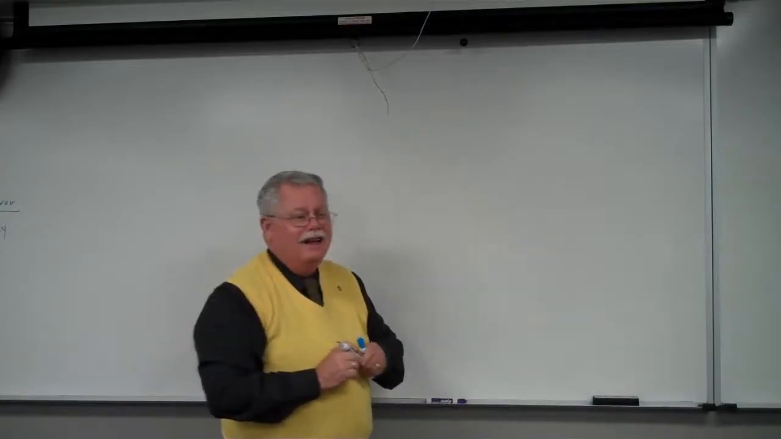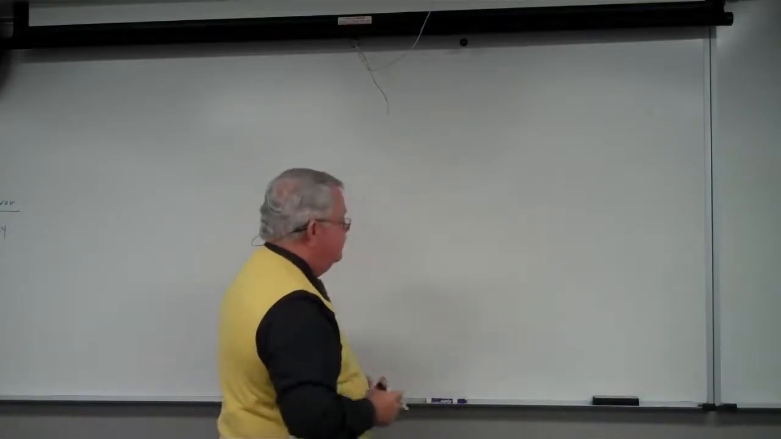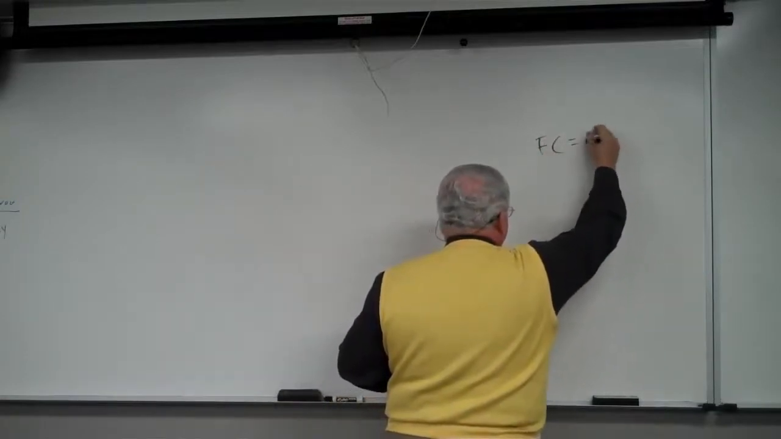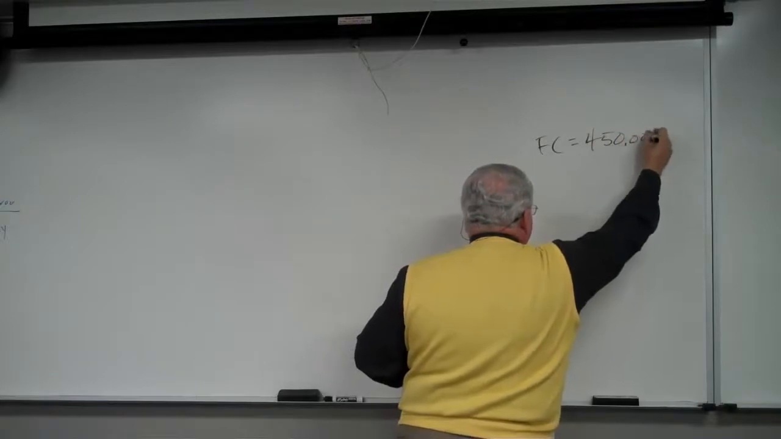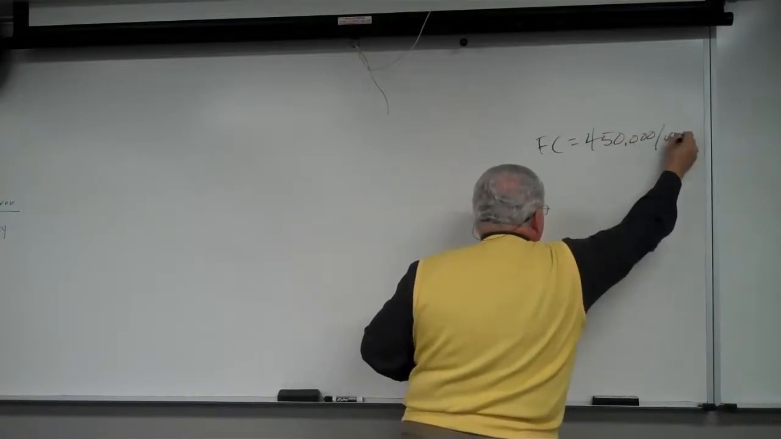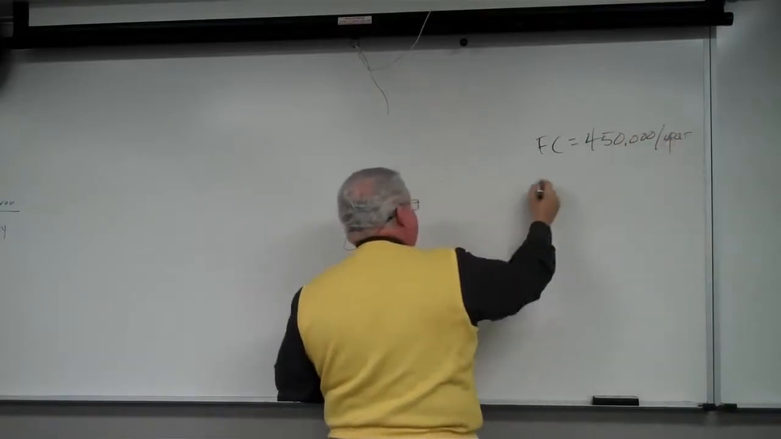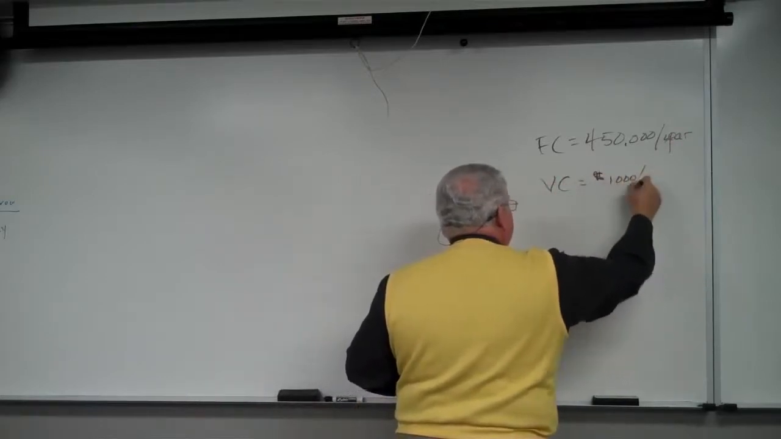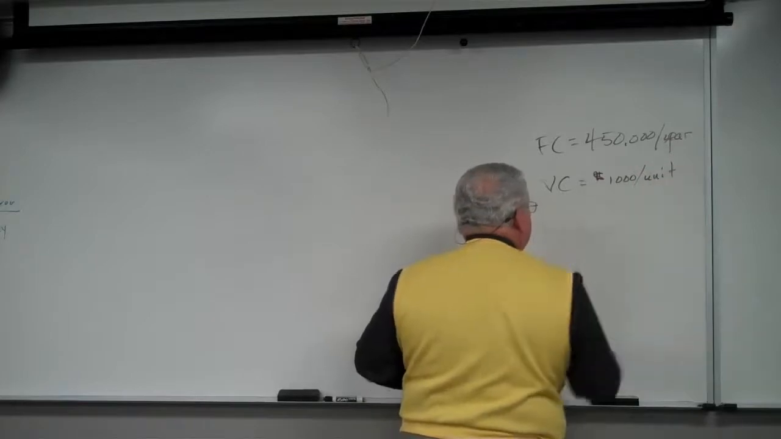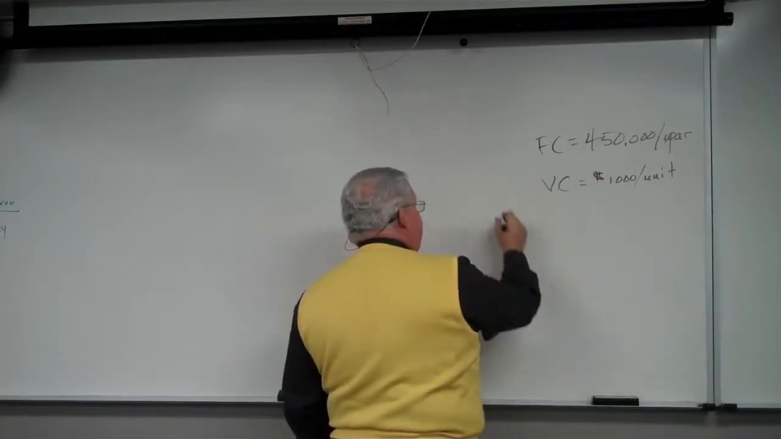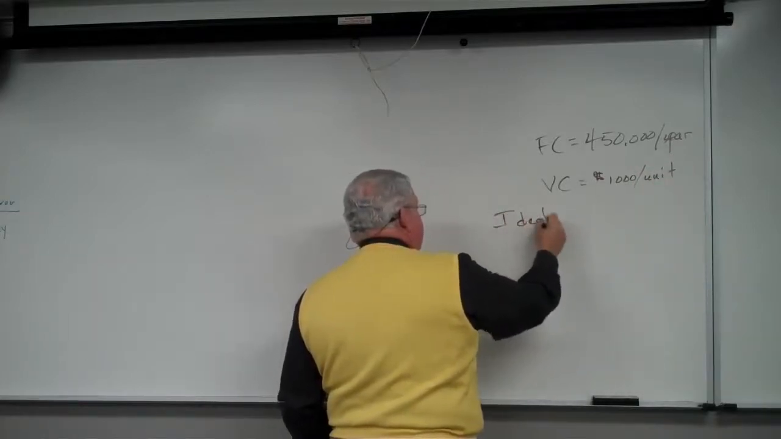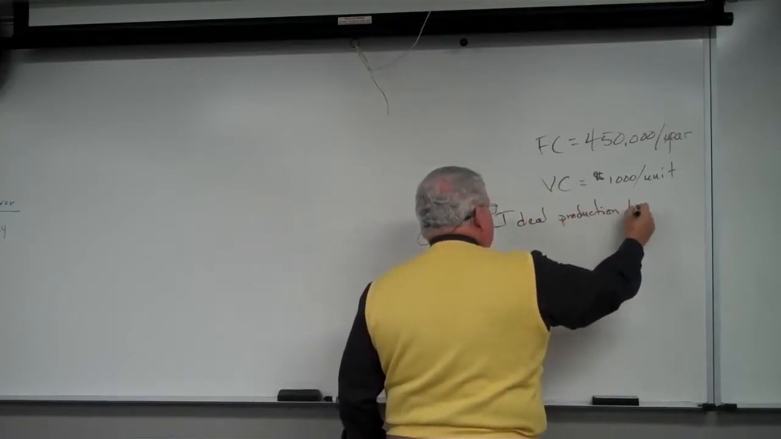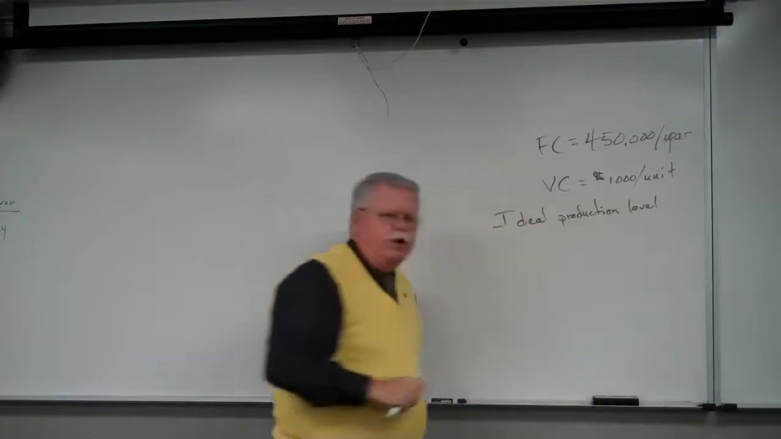Let's say, in a factory, we've got a fixed cost of $450,000 a year. It produces a product that has a variable cost of $1,000 per unit. Their ideal production level. What would that mean, ideal production level in a factory?